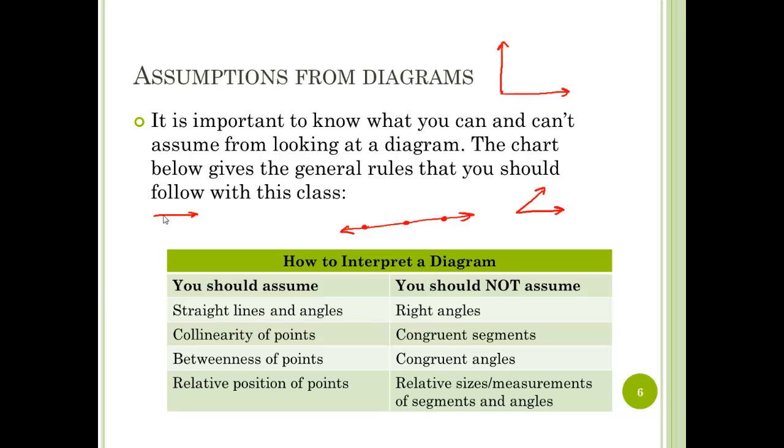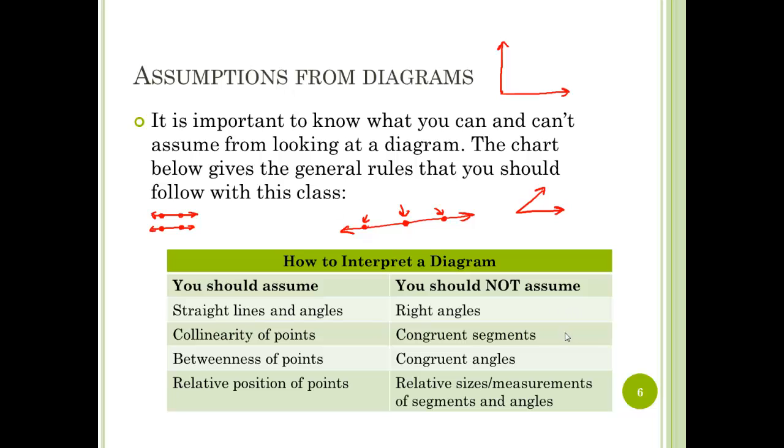If I draw 2 segments, like so, even though they look like they're identical in length, you can't assume that they're congruent. You can assume that points are between other points. Because these 3 points are collinear, you can assume that this point here is between this one and this one. Okay? What you can't assume is congruent angles.